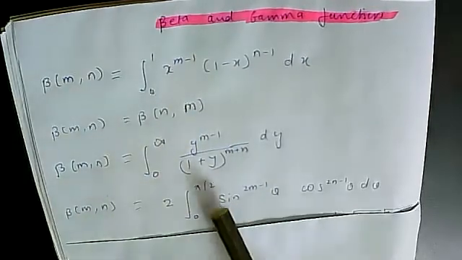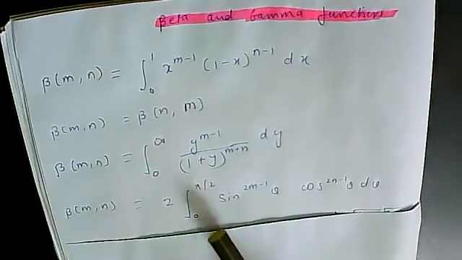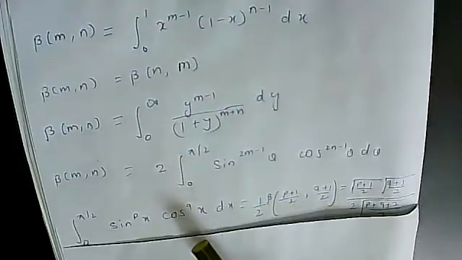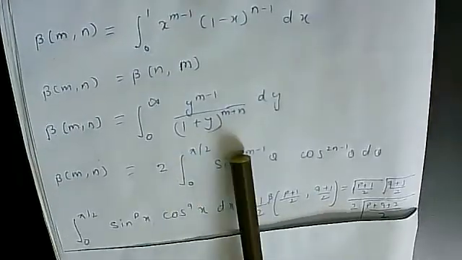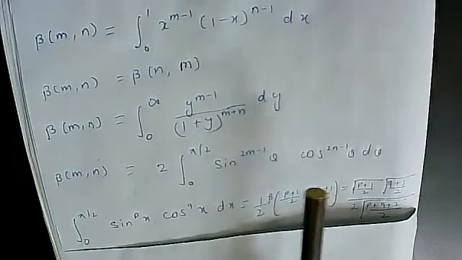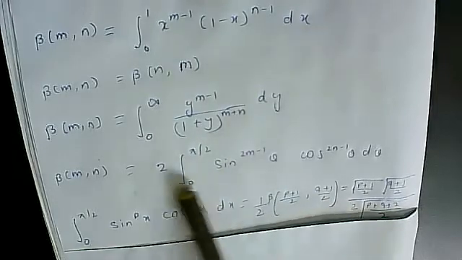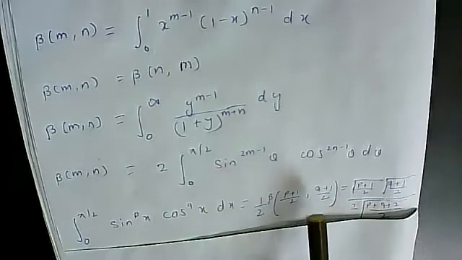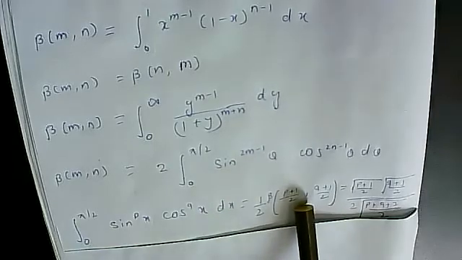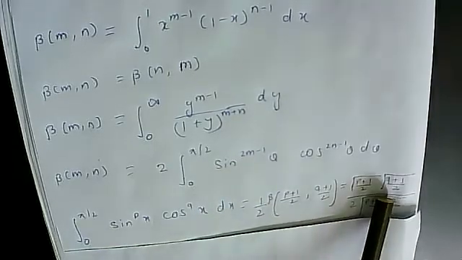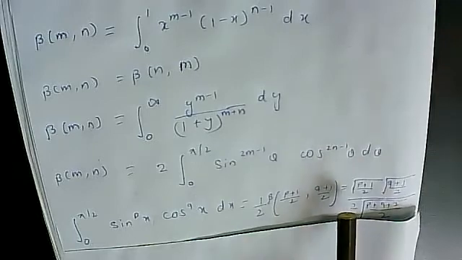I can further reduce this to a much simpler format like this. By substituting 2m minus 1 is equal to p and 2n minus 1 is equal to q, this integral can be represented like this, and this beta function can be written in terms of the gamma function, which I will explain now.